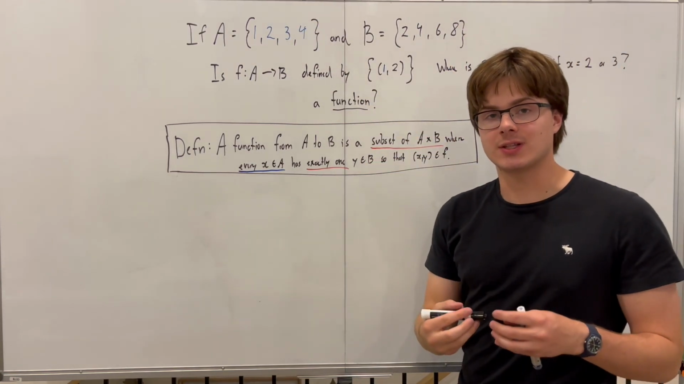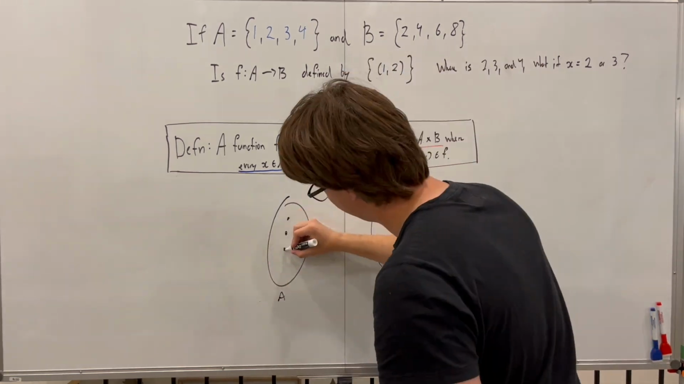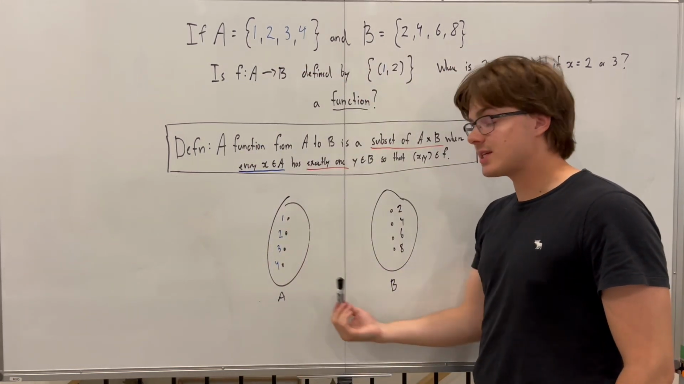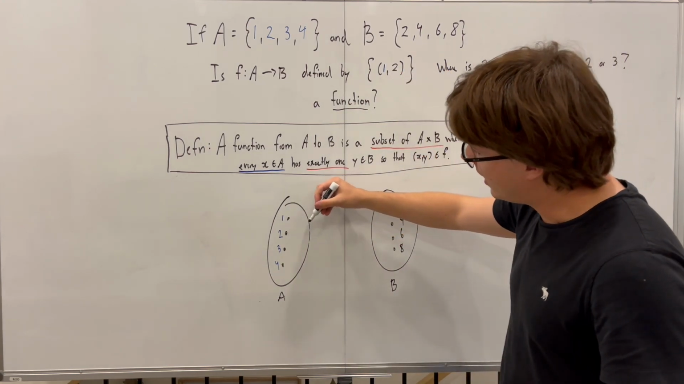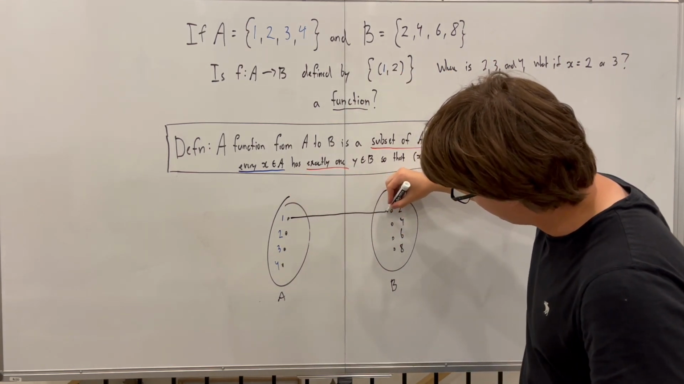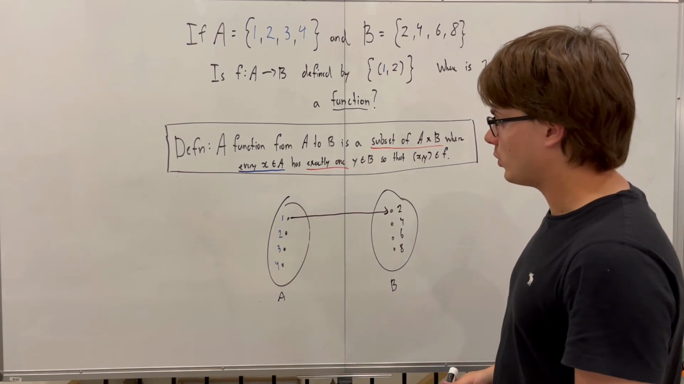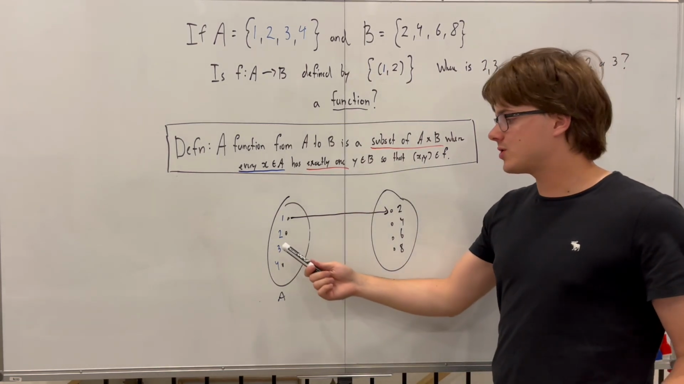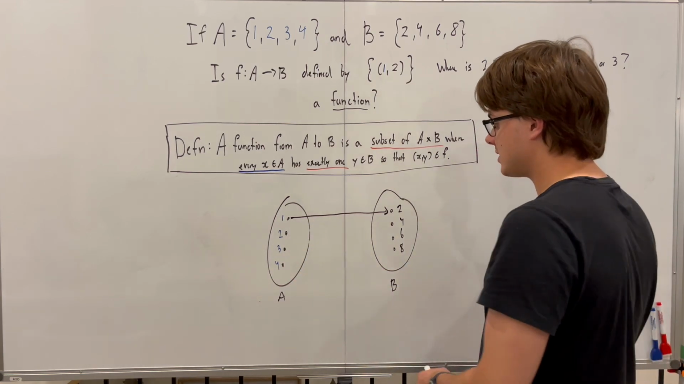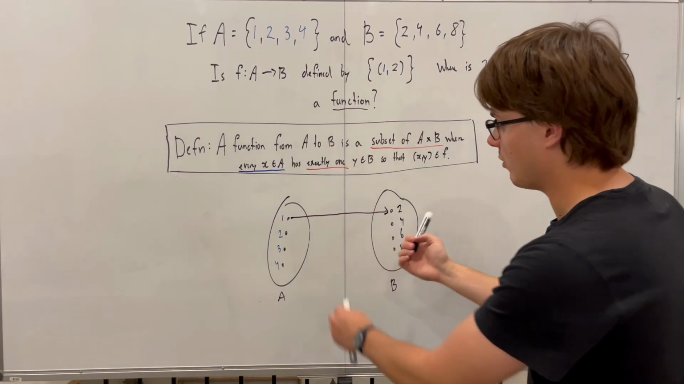So let's quickly draw the set so you can better see why. I've drawn our two sets A and B. Now let's draw our function. Our function says 1 maps to 2. Well, there we go. That's our whole function. Is it a subset of A cross B? Well, yes, there are no arrows that would need to leave any of these sets. They would all stay within them.